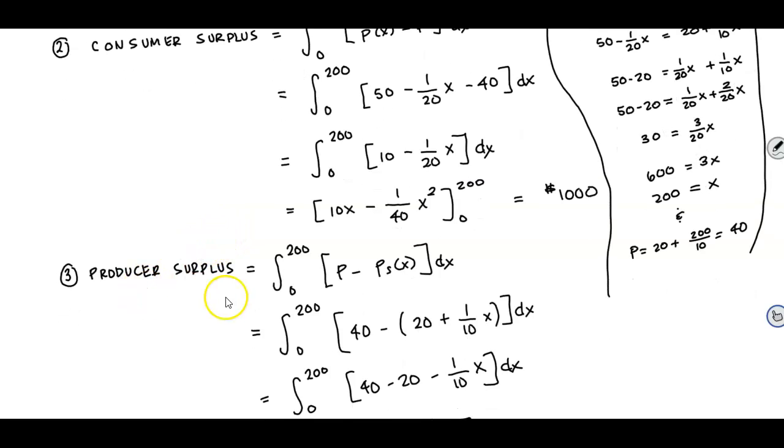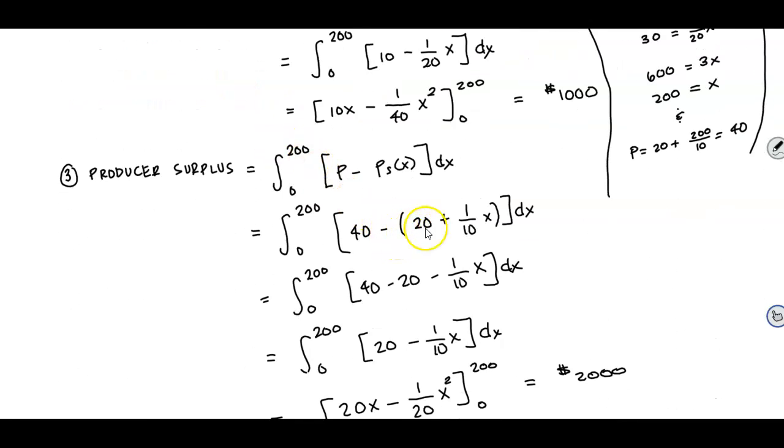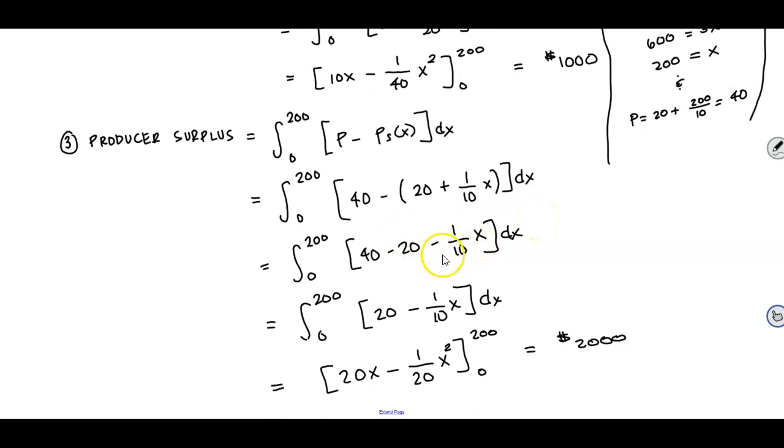Now for the producer surplus, we have to use the formula for the producer integral. So we're going from 0 to 200. We know that we're going to have a value of P, which is 40, minus, in this scenario, we're using the supply curve. So the supply curve is 20 plus 1/10 x dx. So distribute, combine like terms. We get the integral of 20 minus 1/10 x dx. Finding the antiderivative, we get 20x minus 1/20 x squared with a lower limit of 0 and an upper limit of 200, and that's going to equal $2,000.